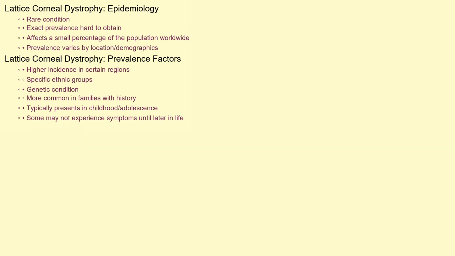Epidemiology: lattice corneal dystrophy is a relatively rare condition. While exact prevalence figures are difficult to obtain, it is estimated to affect a small percentage of the population worldwide. The prevalence can vary depending on geographic location and population demographics. Some studies suggest a higher incidence in certain regions or among specific ethnic groups. Because it's a genetic condition, it can occur in any population, but is more common in families with a history of the disease. It typically presents in childhood or adolescence, although some individuals may not experience noticeable symptoms until later in life.